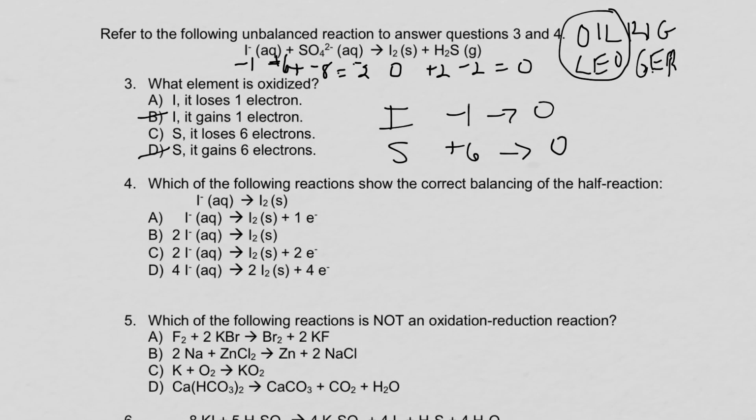Number 4 is involved in this same reaction. It's just asking which of these is the correct balancing of the half reaction of this iodide to iodine. With the balancing rules, first we balance the elements other than oxygen and hydrogen, then we deal with oxygen and hydrogen if needed, and then finally balancing with electrons to balance the charges.